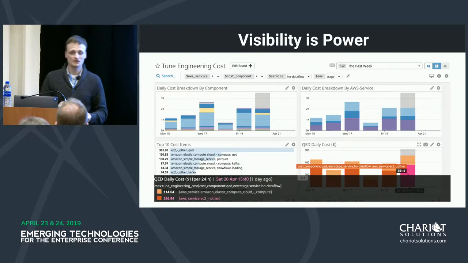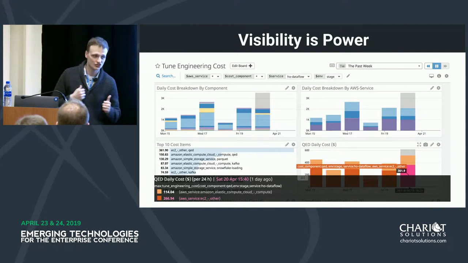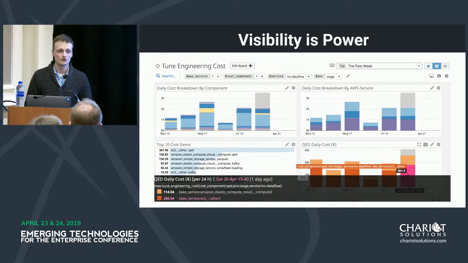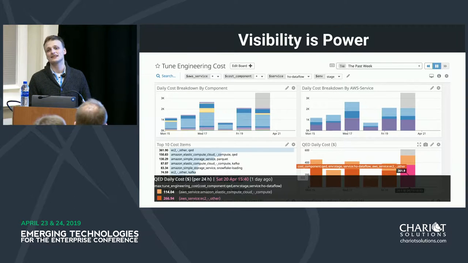It's not money we would have been aware of unless we had actually crunched the numbers to understand what the root cause was, which allowed us to do data packing and all sorts of other things.